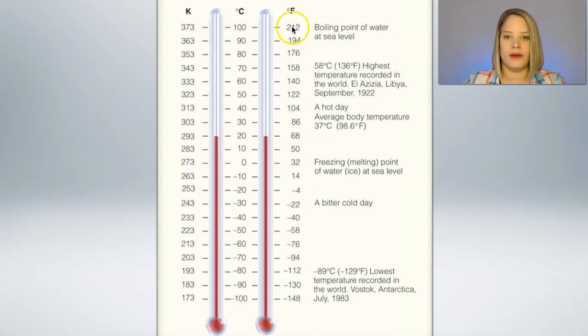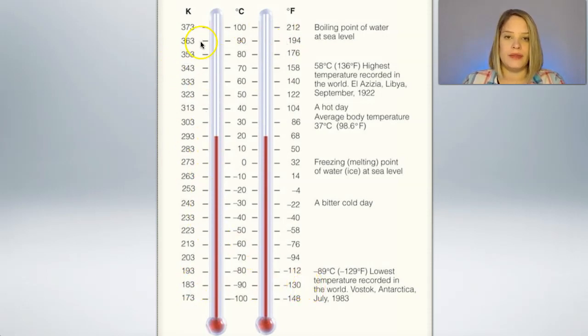Boiling on the Fahrenheit scale is 212. On the Celsius scale, he defined it as 100. On the Kelvin scale, it's 373. So you'll see that a lot of our Kelvin temperatures, you can expect to get big numbers if you're dealing with everyday sorts of temperatures. The very coldest temperature we've ever recorded is negative 129 Fahrenheit. That's negative 89 Celsius. We're down in this range. We still have a pretty big looking number for Kelvin, which is 183.